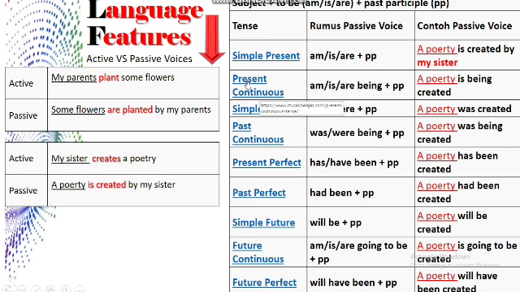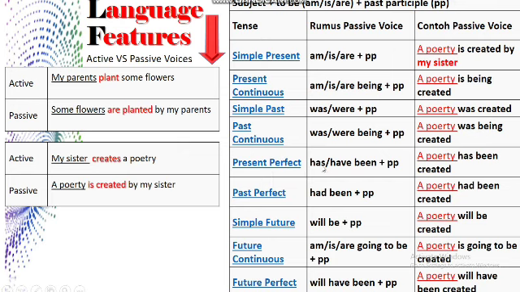Kemudian kalimatnya jika dijadikan present continuous, is am are being plus PP. A portrait is being created by my sister. Misalnya seperti itu. Kemudian simple past, was were plus PP. A portrait was created by my sister. Kemudian past continuous, was were being plus past participle. A portrait was being created by my sister.